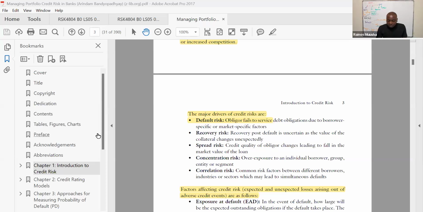Then there is also concentration risk. Now, when you look at concentration risk, this is where they say overexposure to an individual borrower, group, entity or segment. So when you talk about concentration risk, this is where you are overexposed, where you're giving too much credit to a few customers or even one customer as well.